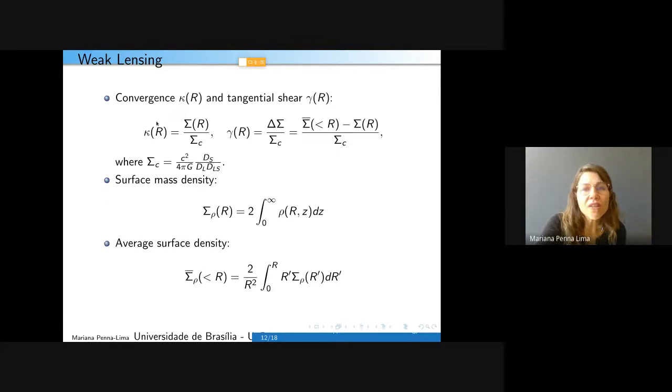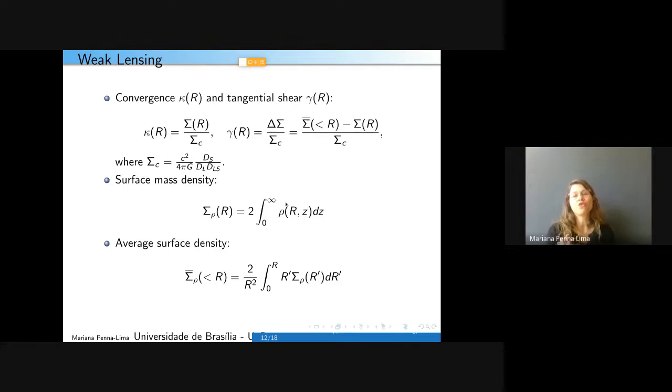Here we have the convergence and the tangential shear in terms of the surface mass density. This relation, where we use the surface mass density, is written in terms of the halo mass and the dark matter halo profile, the matter profile. So this is another thing that we have to model. Most of you have heard about the Navarro-Frenk-White profile, and again, you use N-body simulations to fit a profile for these objects.